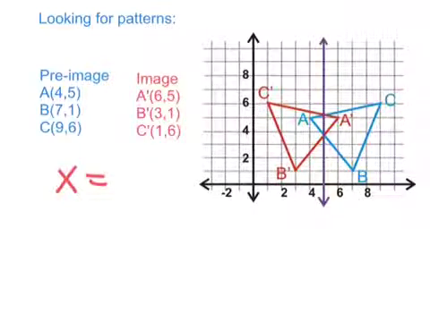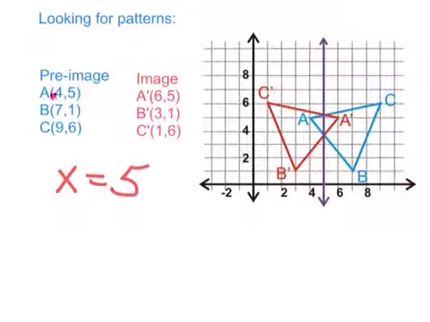If we didn't have the picture to refer to, we can look at our coordinates. So let's just look at C. The x value is 9. Our C prime x value is 1. The value that's directly in the middle of those is going to be the average. So if we take 9 plus 1 is 10, divided by 2, we get 5, which is x equals 5. And notice that works with all of our points. 7 plus 3 is 10, divided by 2 is 5. x equals 5.